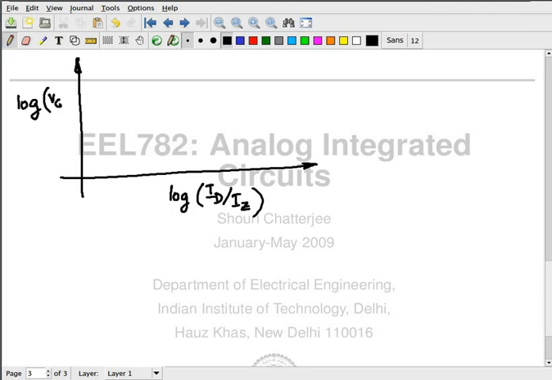These are all normalized. This is a normalized curve.